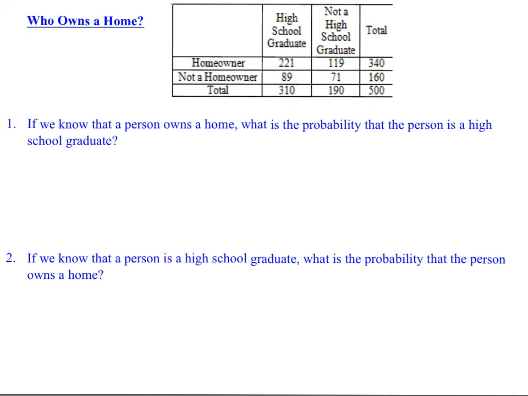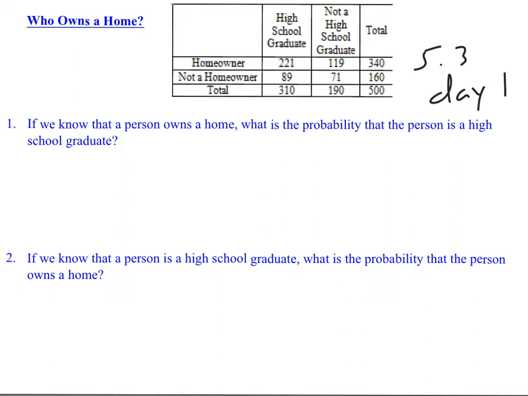All right, here's 5-3, day 1. We'll really explore two topics in 5-3. One is the idea of a conditional probability, and the other is independence.